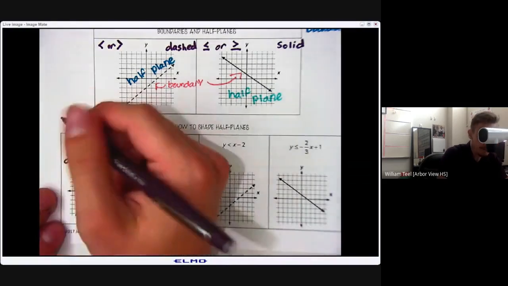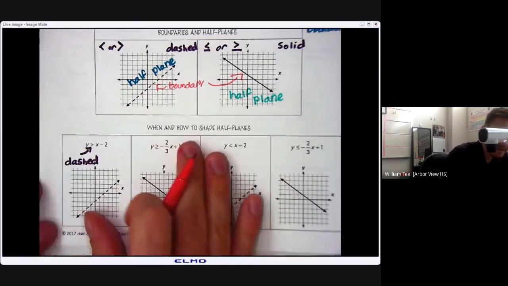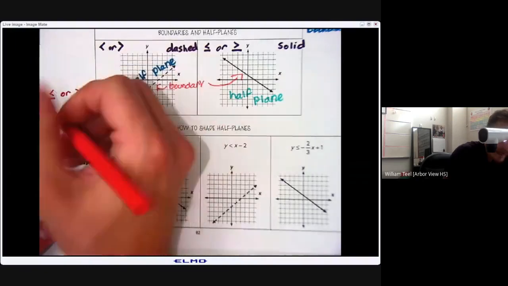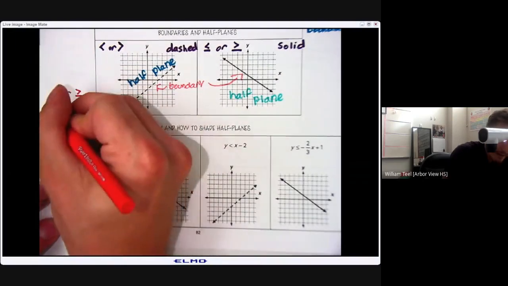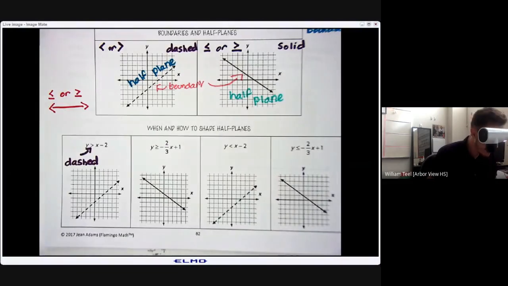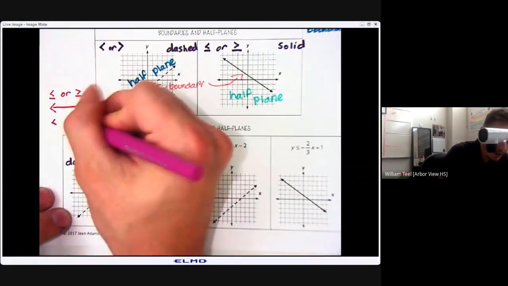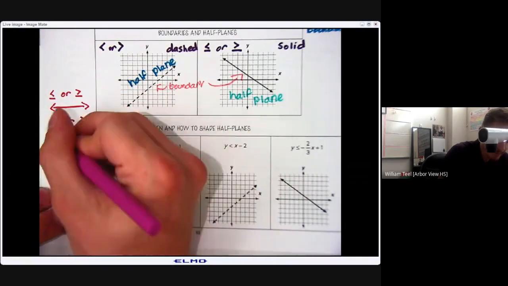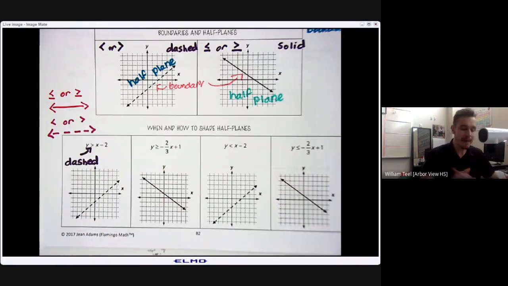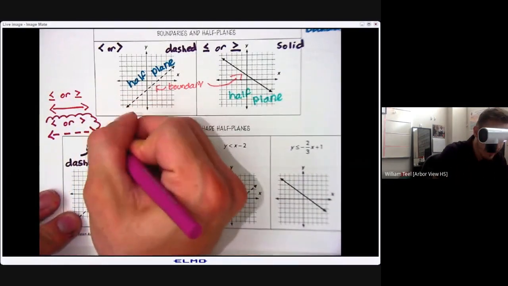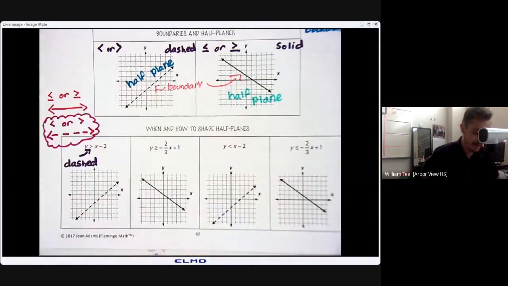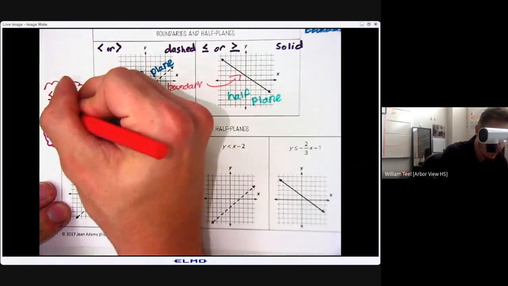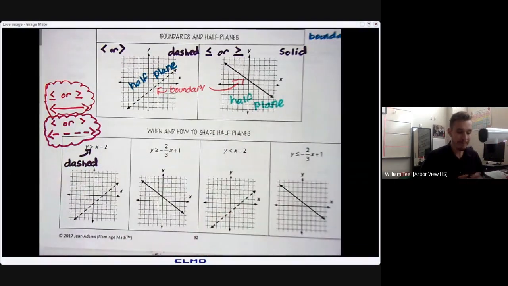Okay, so let's go up here. I just want to write a quick note about that. If you have less than or equal to or greater than or equal to, that means you are going to use a solid line. Alternatively, if you have less than or greater than, you are going to use a dotted line or a dashed line. So always keep that in mind. If you have just the inequality, you are looking at a dashed line. If you have the inequality with the equals underneath it, you are going to be using a solid line. Okay, so let's go back to the problem.